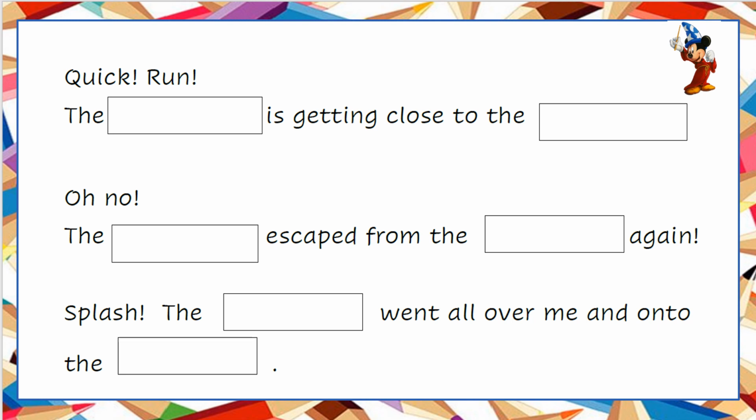And lastly, splash! The something went all over me onto the something. Oh, splash. Well, that sounds like it's a liquid of something. So what could have splashed over me? Is it water? Is it the pool water? Did someone dive bomb into the pool and all the water's gone over to you? Were you at the beach and a wave crashed onto you and it's gone into all your things and onto the towel as well? Can you think of all the different types of things that could be splashed onto you and what it landed on?